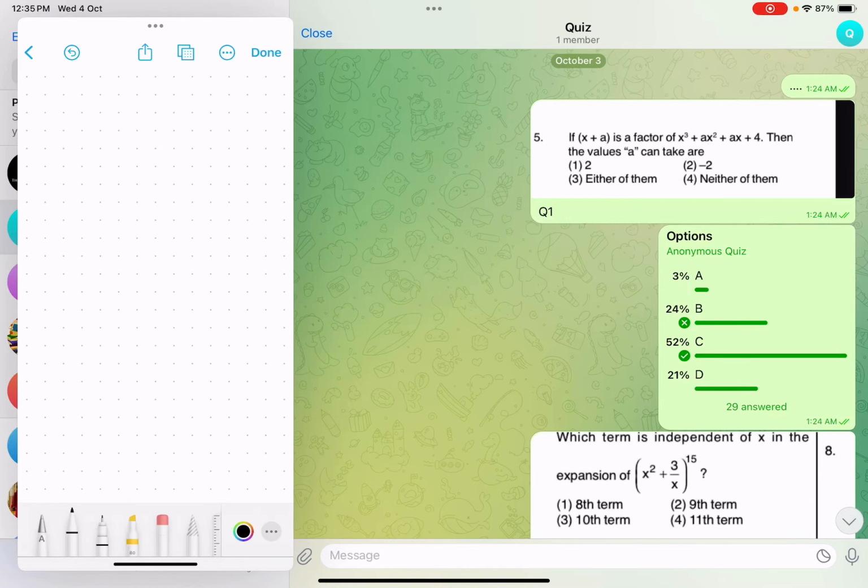Okay, so let's go to these algebra questions. Question number 1 is, if x plus a is a factor of this, then the value of a can take. Okay, so it is given that x plus a is a factor, which means that x plus a equal to 0, x equal to minus a will satisfy the given expression.